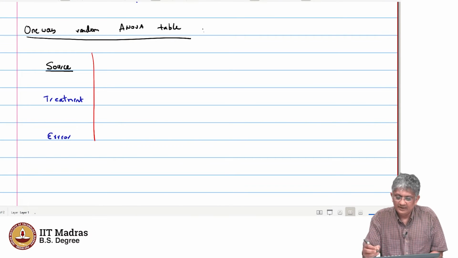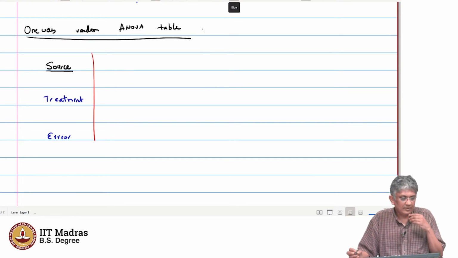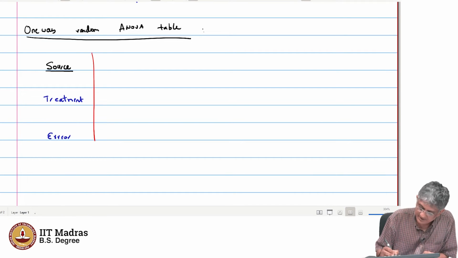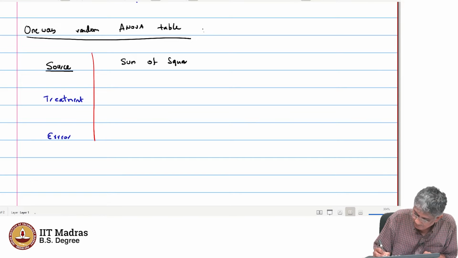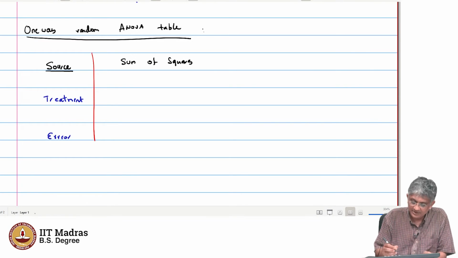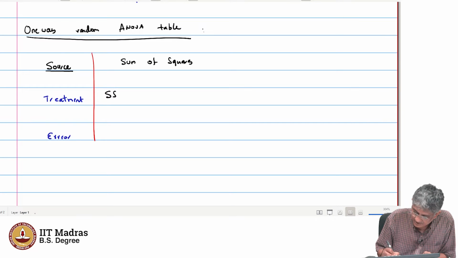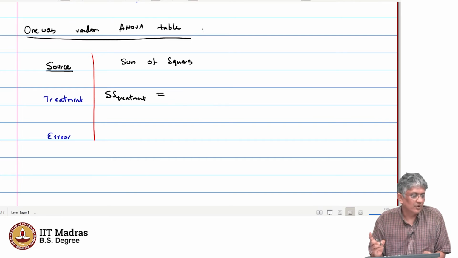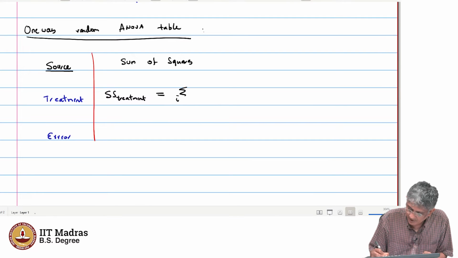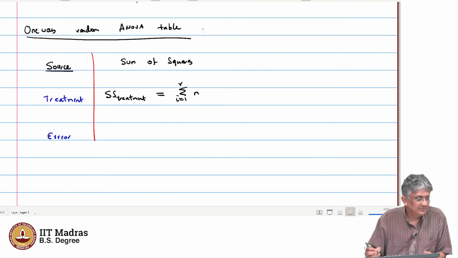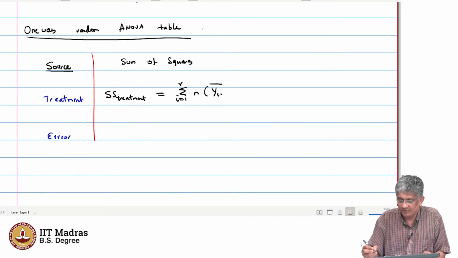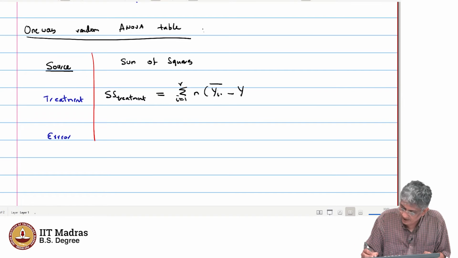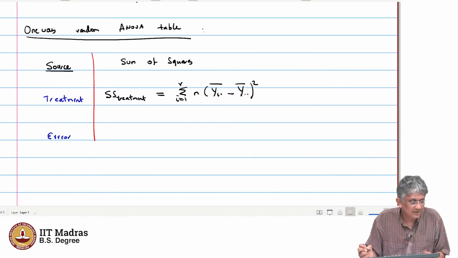First column is that. The second column will be the sum of squares. Right, so what are the sum of squares? One is sum of squares treatment. So what's that going to be? That's going to be again the sum from i equal to 1 to r of n times (yi bar minus y double bar) squared. So fix the i and take the mean over j, and then subtract the overall mean.